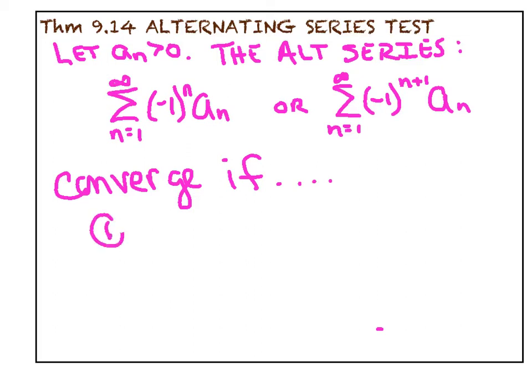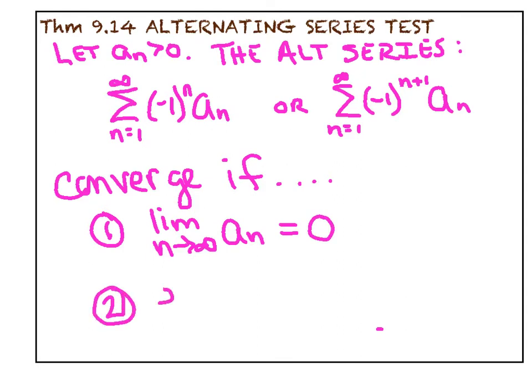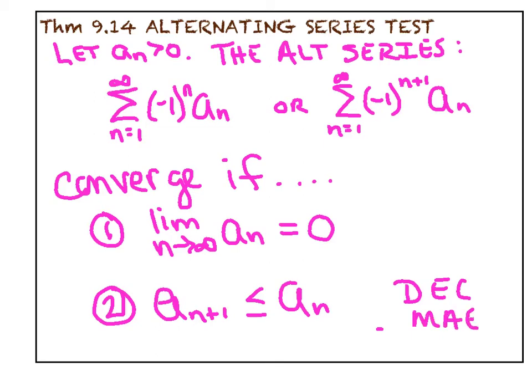Okay, condition number 1: the limit as n approaches infinity of a sub n has to equal 0. And number 2, the n plus first term has to be smaller than or equal to the nth term, aka the terms are decreasing in magnitude. And so what we're going to do is verify that both of these conditions are met.